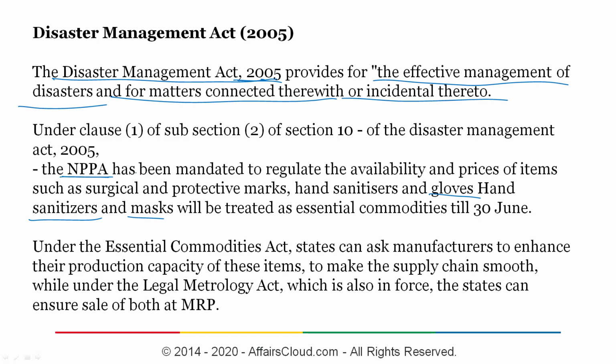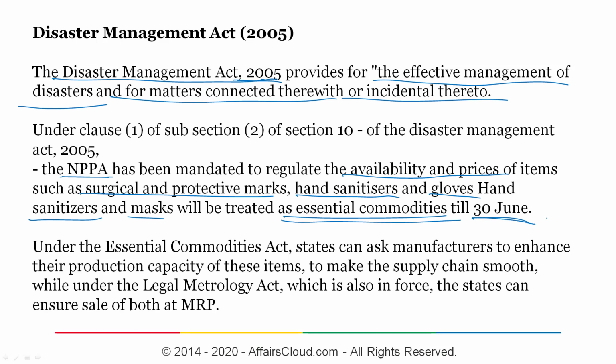Now, under clause 1 of subsection 2 of section 10 of the Disaster Management Act, the NPPA, that is the National Pharmaceutical Pricing Authority, has now been mandated to regulate the availability and prices of items such as surgical and protective masks, hand sanitizers, gloves and so on, which I had earlier mentioned, the demand for which has increased. And these items will now be treated as essential commodities until the 30th of June.